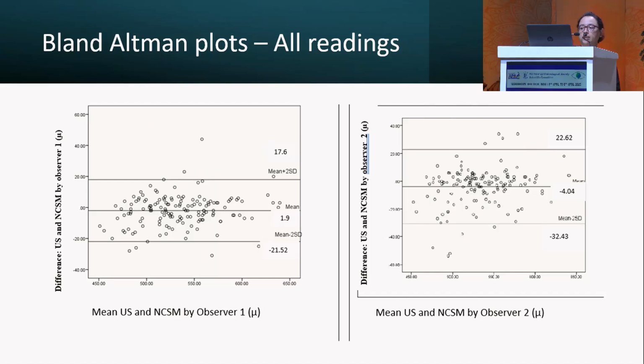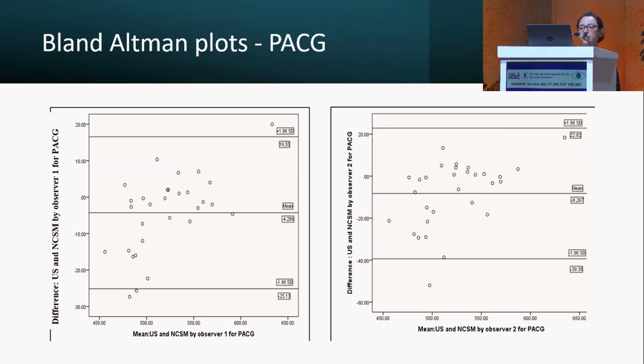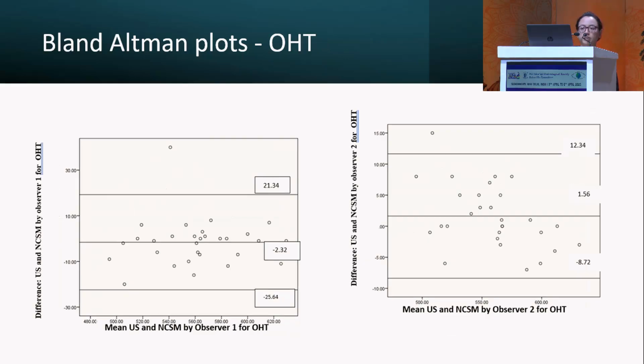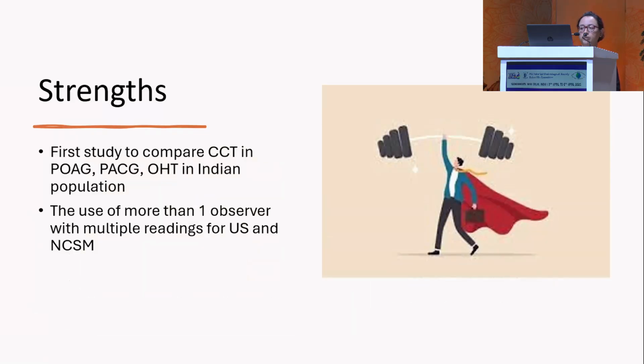So in the Bland-Altman plots, this is of the whole data. It's showing that most of the data is near the mean, and within the limits of agreement, with very few outliers. And for POAG, you can see here the chart is very similar in both the eyes, as well as PACG, showing high correlation, and even for OHT, and even for controls, all being near the mean and within the limits of agreement.